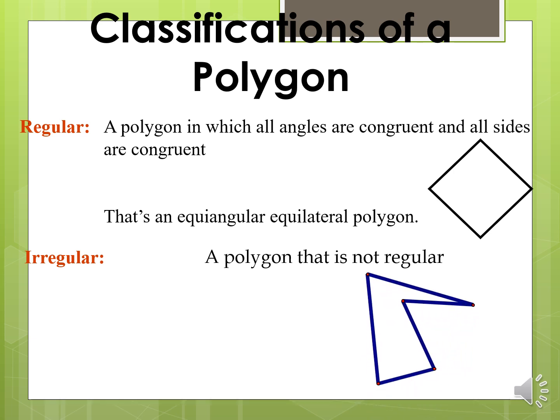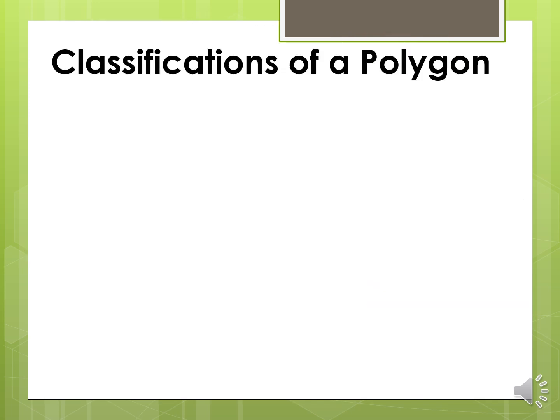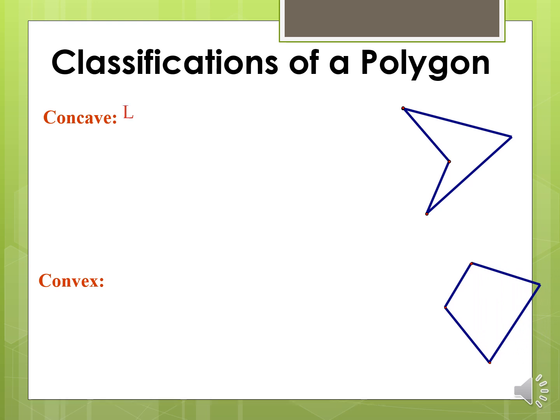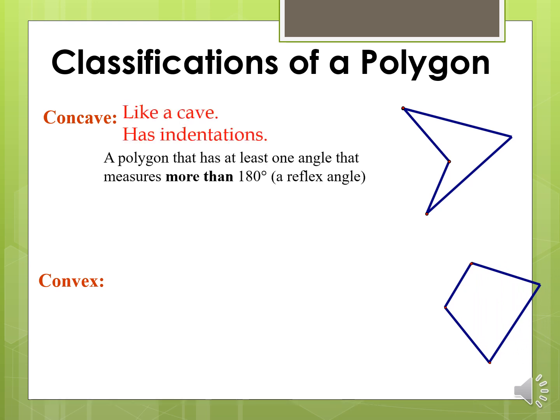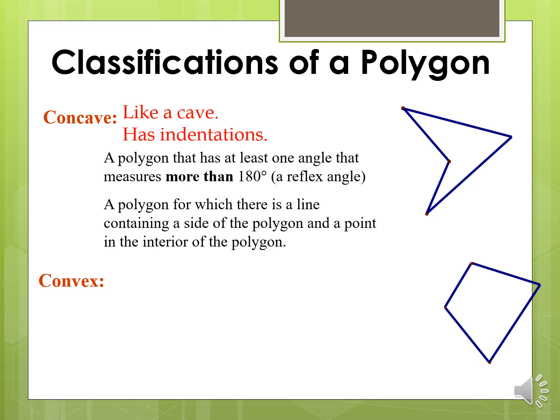So we see this figure. It is not regular, so that one is called an irregular polygon. Another thing we are going to consider is the so-called concave polygon, and the other one is the convex polygon. When we say concave, it is just like a cave.